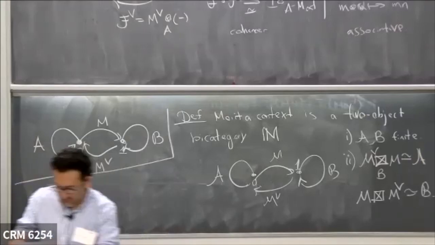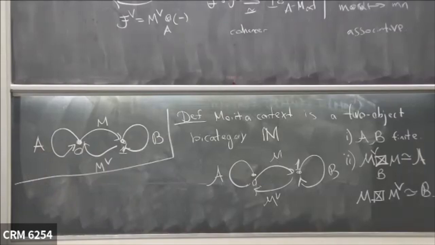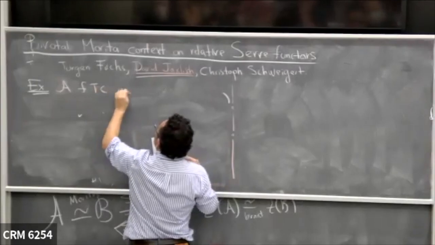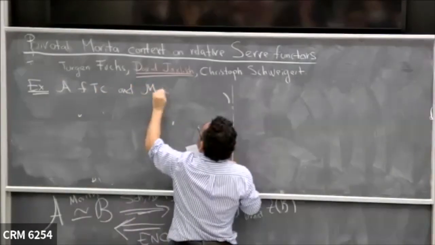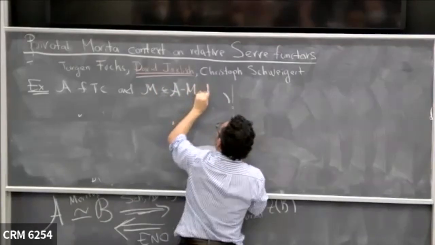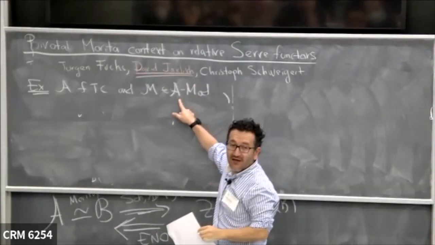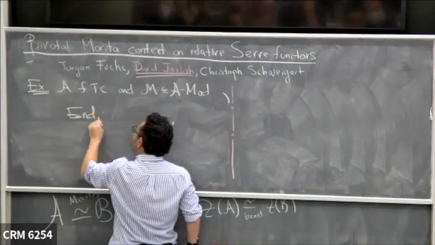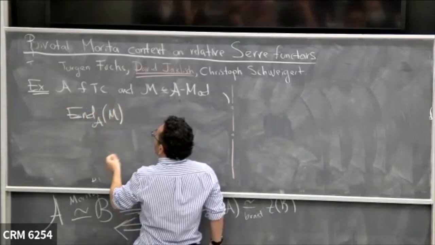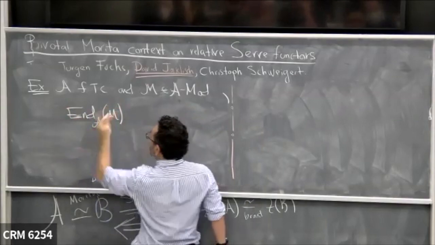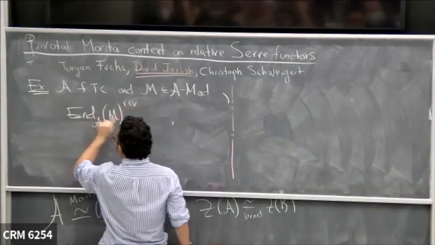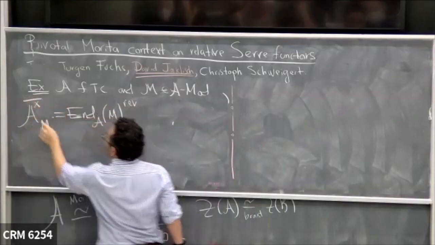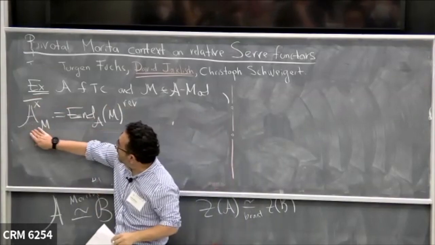Okay, so now the example. The example is the following. So take a finite tensor category A, and M an exact, indecomposable left A-module category. Then you can take the category of linear endofunctors of M, and then with the opposite composition. This is of course a result. Again, I will denote it in this way. This is sometimes called the dual category.